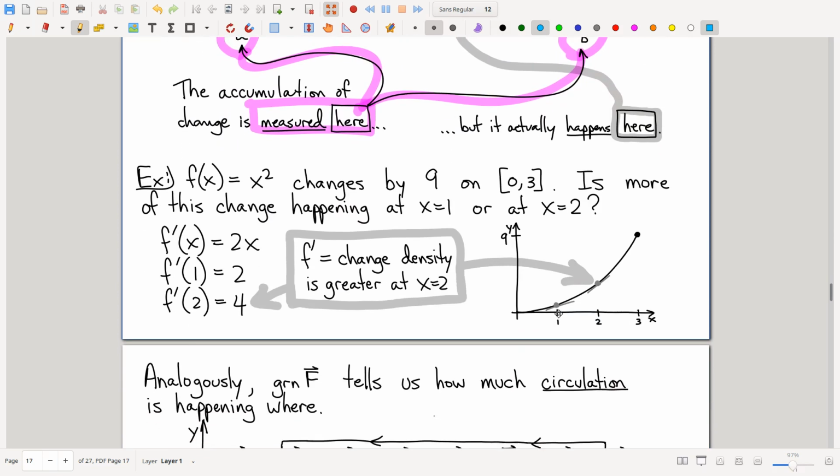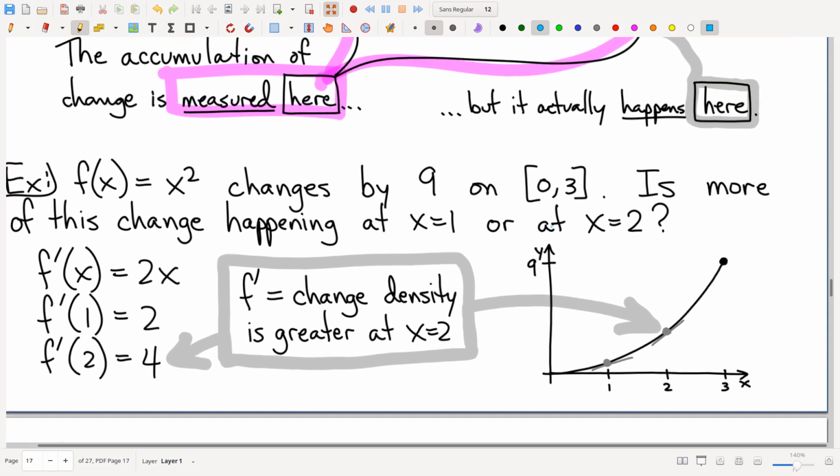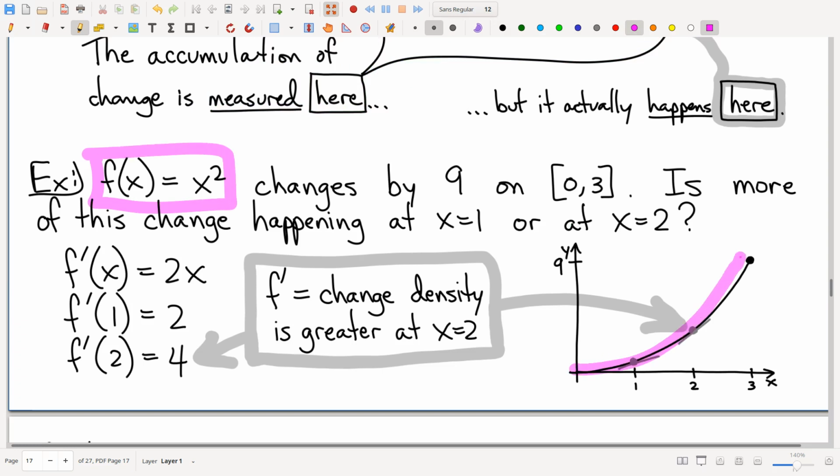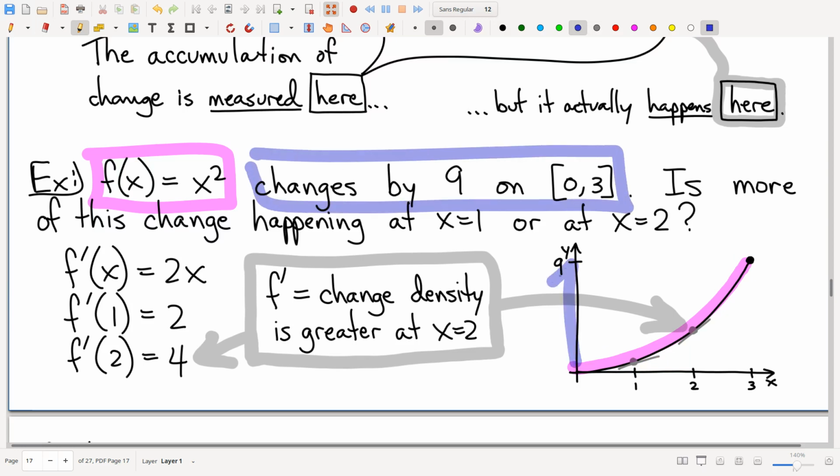All right, now let's see a silly algebraic example. I'm going to ask a ridiculously easy question here. We've got this function right here, f of x is x squared. There's our function. And you can see right here that the total change is 9 between 0 and 3. Where did that change happen? Well, we've already agreed it happens in the interior, loosely speaking. But okay, let's look at these two specific points, x equals 1 and x equals 2.